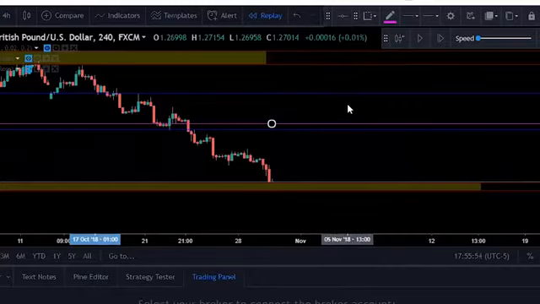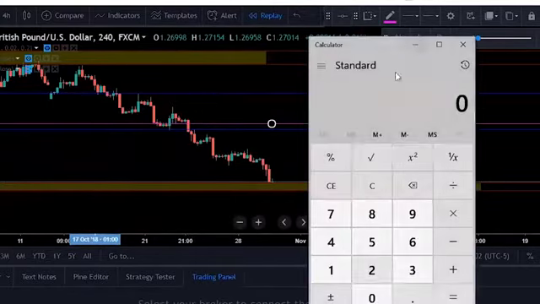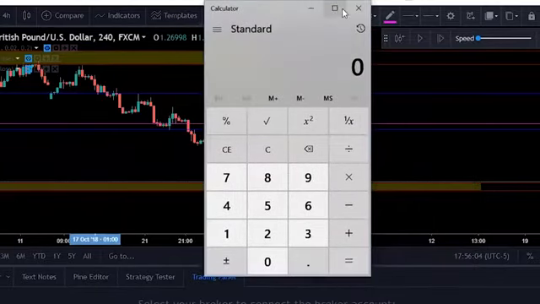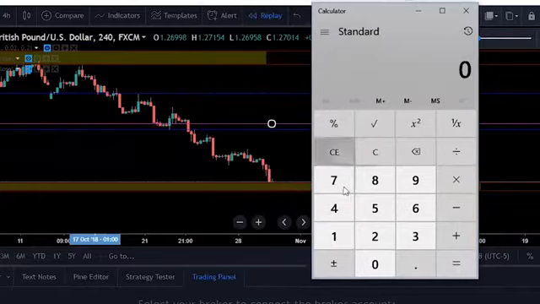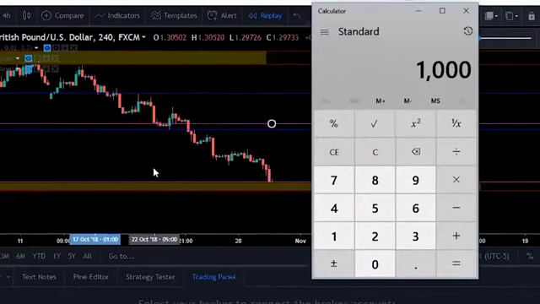Now, let me show you what this actually means money-wise, okay? Because that all looks good on a chart, but let me show you what it means actually with money. Let's show you this calculator real quick, okay? So here we are, and let's say you have a $1,000 account. All right, let's keep it real simple.